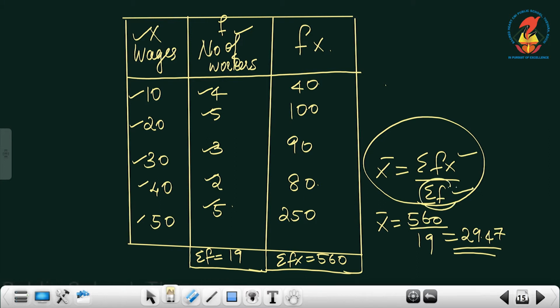Now let us first find out what is sigma f, the total of the frequency. This is the frequency, number of workers. If we total, 4 plus 5 plus 3 plus 2 plus 5, you will be getting 19. Okay, so that is sigma f. Now you have to find out sigma of f into x.